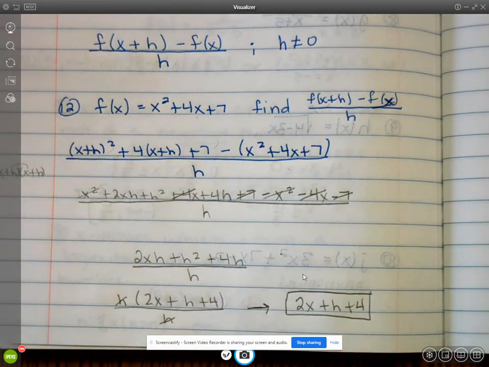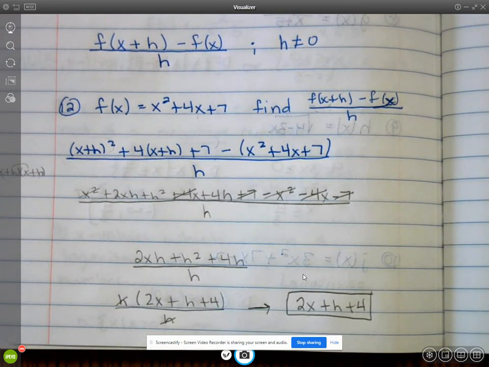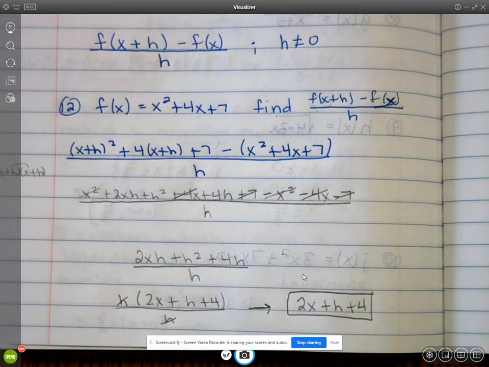Understand that if you're not planning on taking calculus and that made no sense, don't worry about it. If you are planning on taking calculus, listen to it again because it's not as hard as it sounds the first time. You just got to process it.